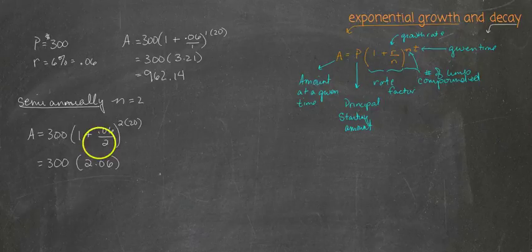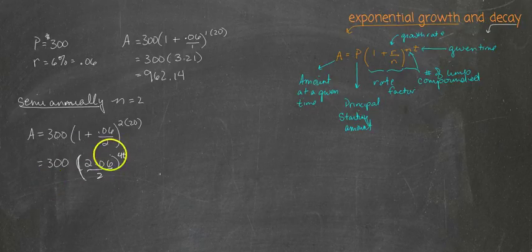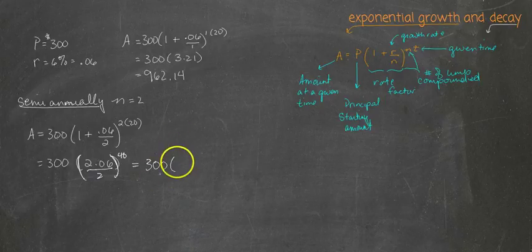We can do as much as possible by hand. Once I have a common denominator, then I can put my 2 out here. Oh, I can't because that 2 has to be raised to a power, times 40. So all of this over 2. So that's, I'm going to work across, 300 times 1.03 to the 40th power.